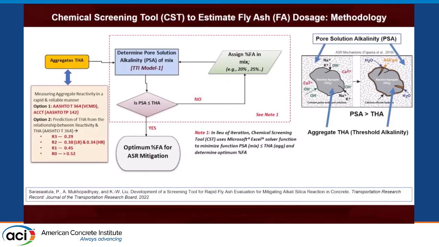In the beginning of this approach, we developed a quick chemical test called a chemical screening tool, where we use two fundamental properties. One is aggregate threshold alkalinity, and another one is the pore solution alkalinity of the concrete mix. And I have been talking about the importance of threshold alkalinity and pore solution for several years.